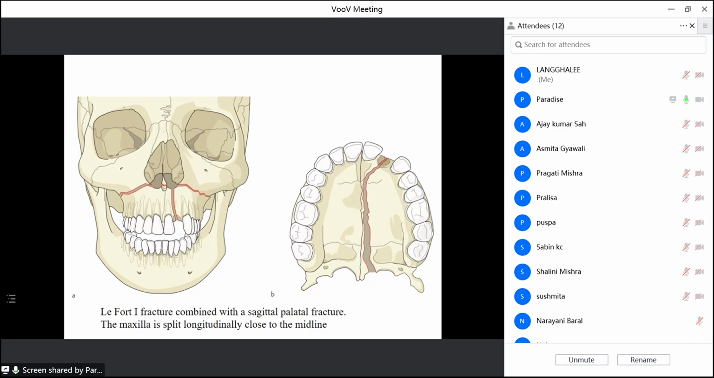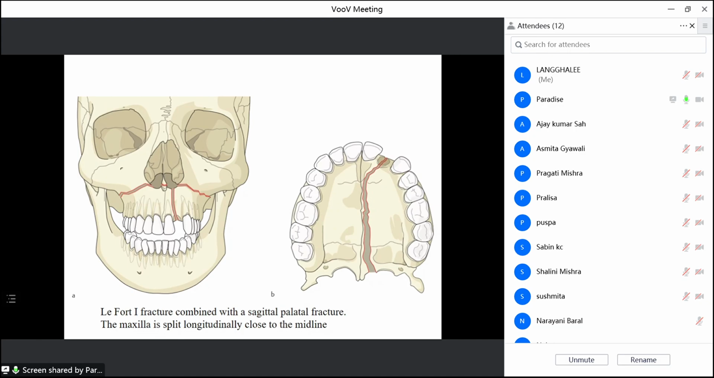Most of the time, the mid-palatal split will not take place from the central line. The fracture is not present between the two central incisors. Most of the time it is present adjacent to that area, because in the midline there is the nasal septum and there is thick bone. The nature of fracture is that it will take place only in the area where the bone is thin. The fracture line will always pass through the thin, weak area, the area of least resistance.